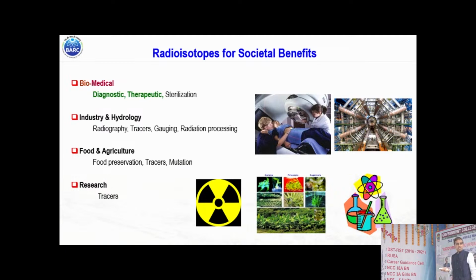It is used in industry and hydrology, like radiography, tracer, gauging, radiation processing. Again, my colleague Dr. Atanu will present this tomorrow. Food and agriculture: food preservation, tracers and mutation. I think again Atanu will tell something, and maybe Dr. Daniel Babu has also covered it yesterday to some extent, and research, which my colleague Sitaram just covered. So, I will concentrate here on how these radioisotopes are used in healthcare, that is, for the biomedical processes.